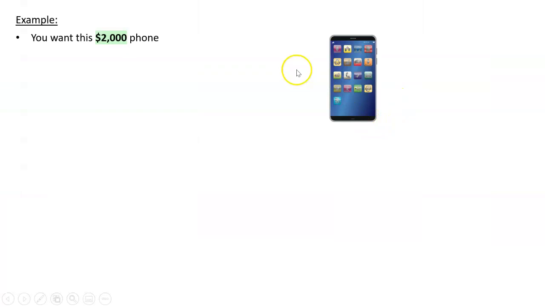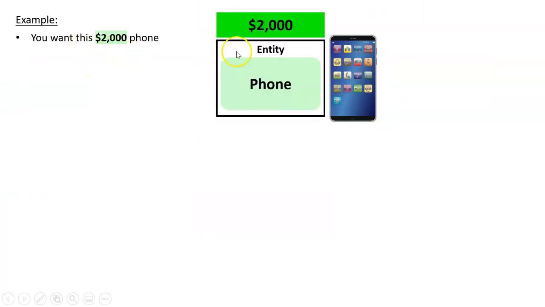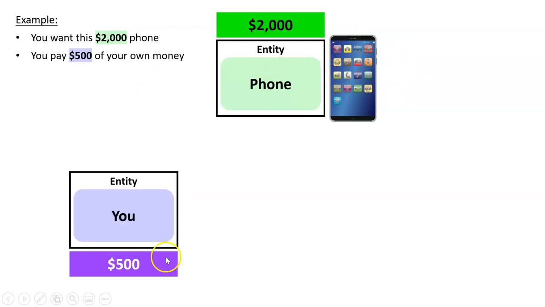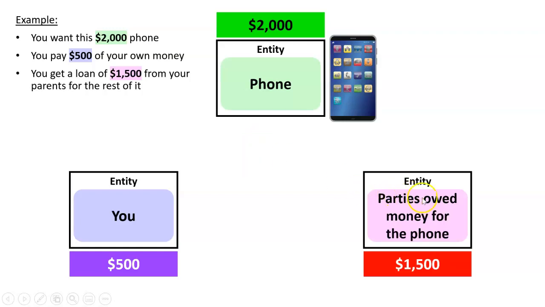Well, let's just take an example. You want the new iPhone. It's $2,000, right? Let's call that phone an entity. You've only got $500 of your own money, but you really want the phone. So you've got $500 here. You're $1,500 short. Well, you're an entity, the phone's an entity. You go and get the $1,500 as a loan from your parents. They want $100 back a month for the next 15 months or whatever, but they have loaned you the money. That is a party who is owed money for the phone, $1,500.